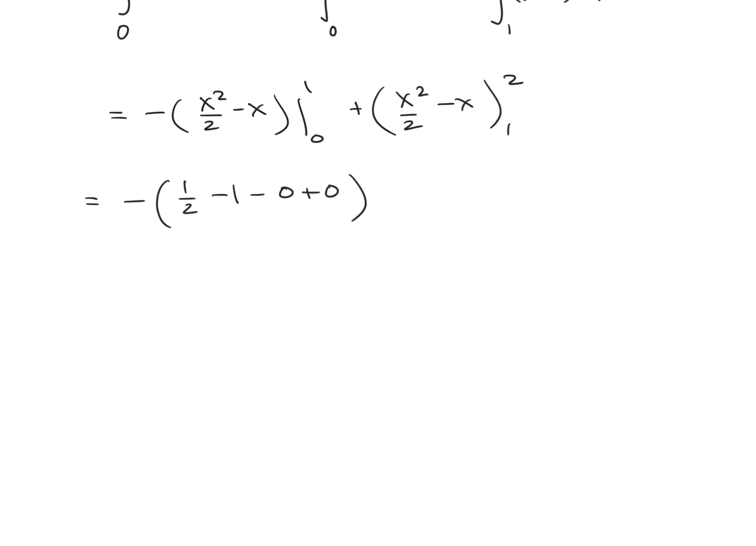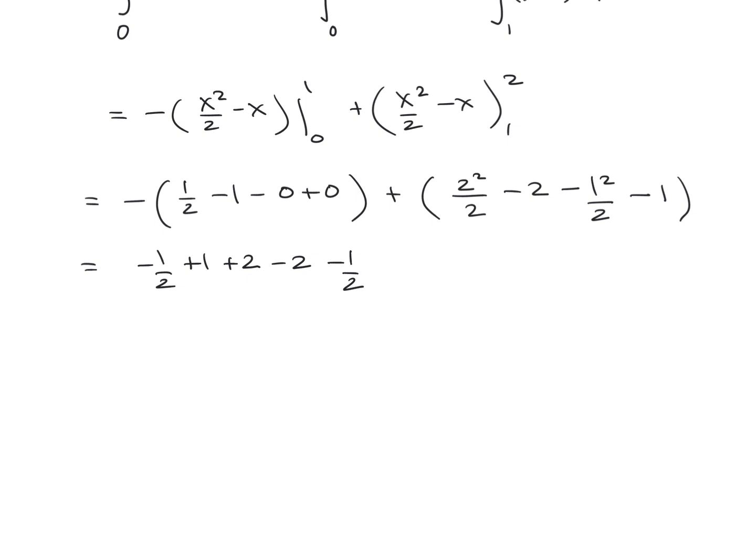Doesn't really contribute anything. And then back here, we're going to have 2 squared over 2 minus 2 minus 1 squared over 2 minus 1. And that's going to give us a negative 1/2 plus a 1. And then we're going to have plus 2, and then a minus 2, and then minus a 1/2. And that is, let's see here, that's not correct, is it? No, because if I look at this, that is a plus 1 over there. So I forgot that one extra term. So there's a plus 1.